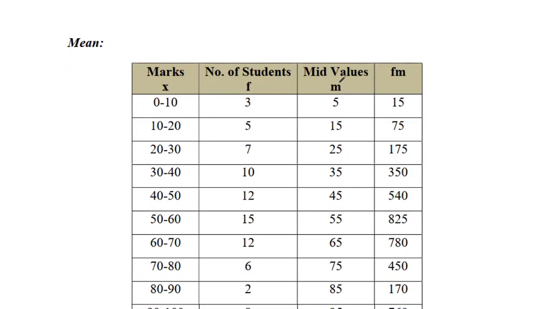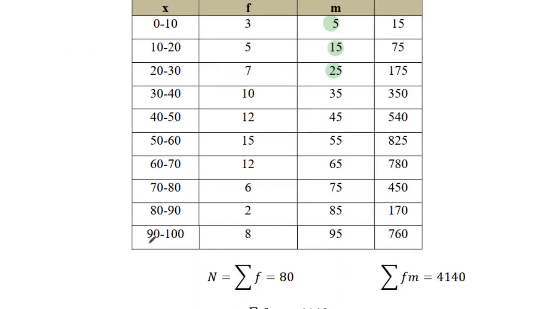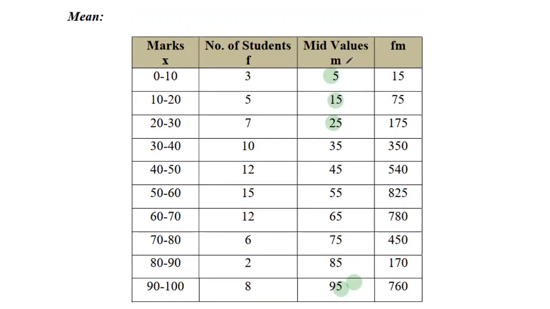How? So m means mid values. So the mid value of the marks 0 to 10. What is the mid value of 0 to 10? 5. What is the mid value of 10 to 20? 15. What is the mid value of 20 to 30? 25. Similarly, what is the mid value of 90 to 100? 95. So these are the mid values.